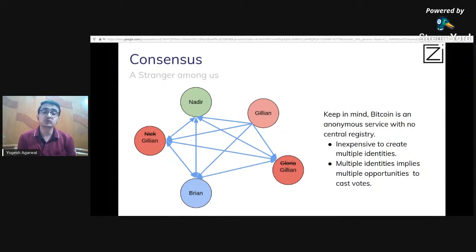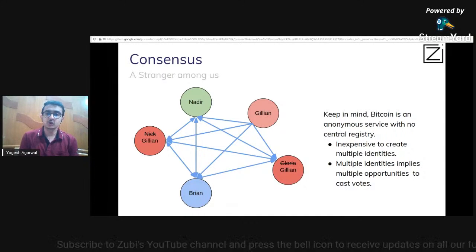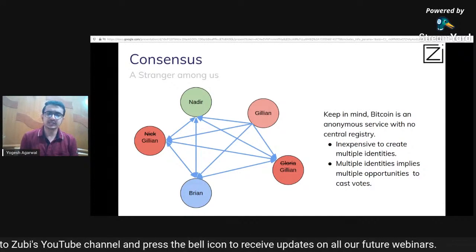Now if Gillian wants to do a double spend or any other malicious attack, then it's very easy, because Gillian has more than half of the network with him. So he can do anything, and that will be accepted in the network. So these are some of the problems that distributed systems face, and we'll see how these are handled.